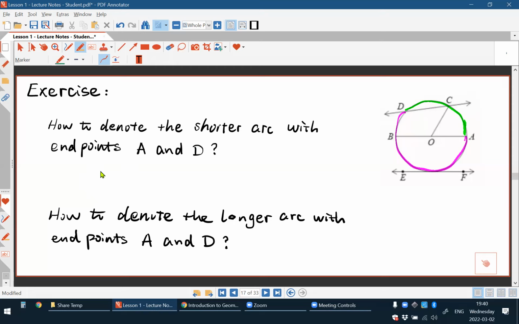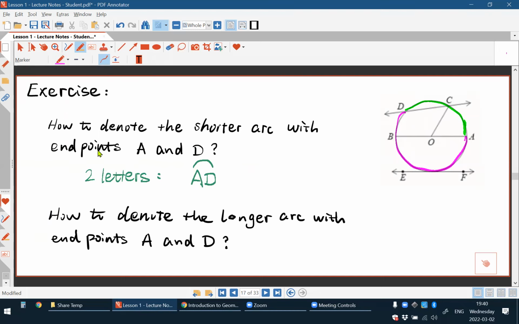Shorter arcs are denoted with two letters, right? So in this case, with AD as endpoints, we can just use the endpoints AD and then put an arc above the two letters. So this means arc AD, the shorter arc. Understand?